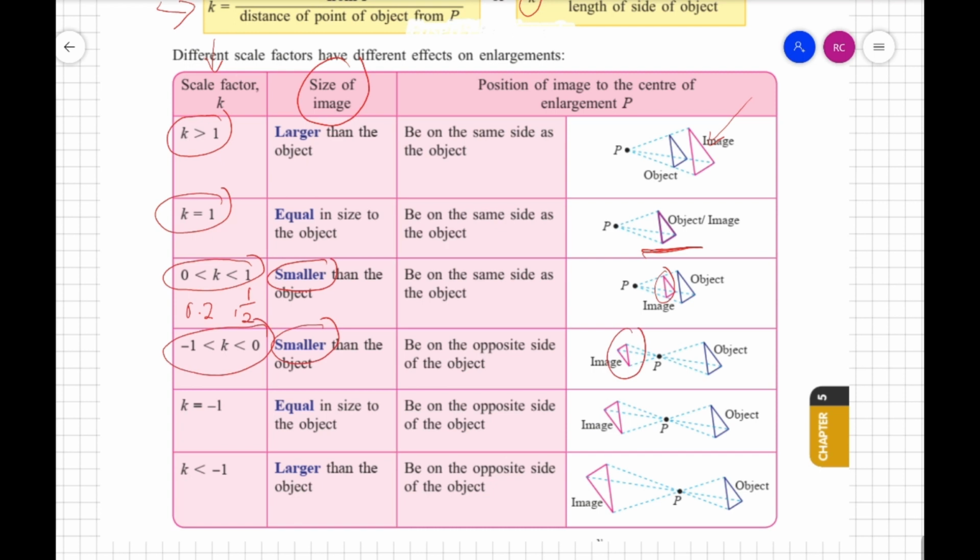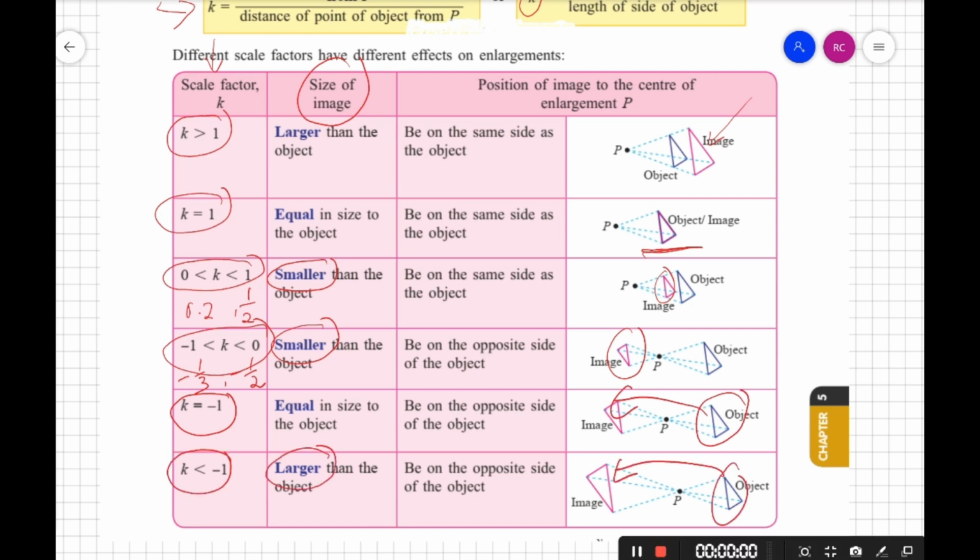Why? Because the value of K over here can be -1/3. -1/3 means it's in between -1 and 0, right? Or -1/2 also can. When it comes to -1, the image will be on the opposite side. So it will be opposite like this. This is the object, and the image is opposite here. When K is less than -1, the size of the image will be larger than the object, and it will be on the opposite side of the object. So you can see the object right now here, the image will be on the opposite side, and it will be larger than the object.